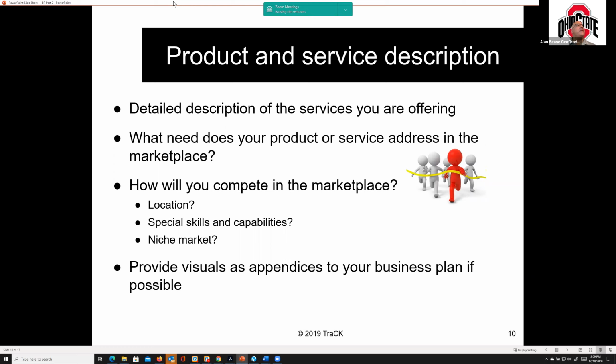How will you compete in the marketplace? Is your location close to an airport, close to a lot of your clients? Are you positioned around a lot of government offices in, say, the downtown area where it's kind of easy to get to? What special skills or capabilities do you have in the marketplace? Are you one of the few that have some of the more expensive analysis software or suites?